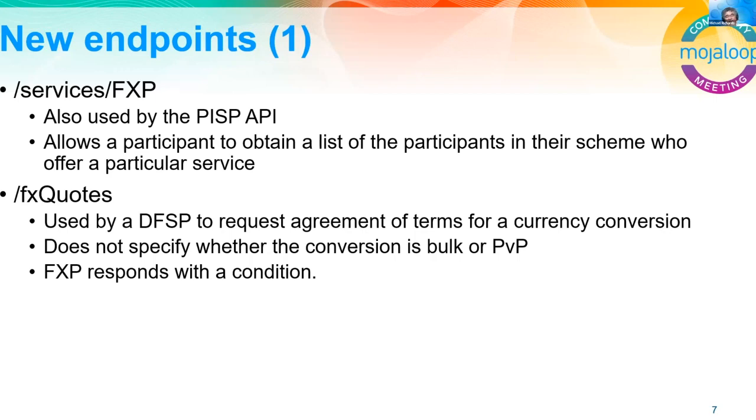We do allow, or we propose as part of the API, an expiry date to be sent by the DFSP who's requesting the conversion to say, please give me a quote that will be valid until this time. So that's something which in previous incarnations was set by the FXP. Now we want it to be able to be set by the DFSP who's making the request.